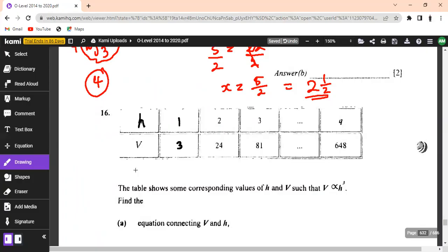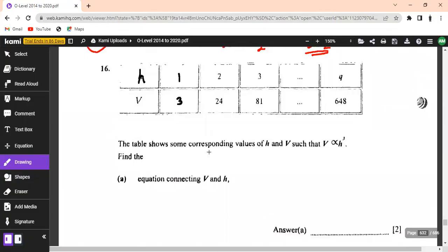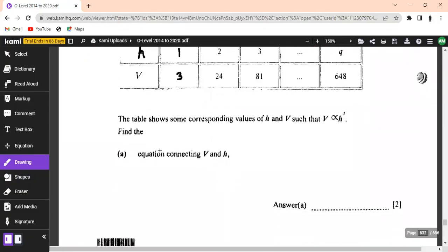Okay. So now they gave us a relationship on this table. The table shows some corresponding values of h and v such that, take note, v varies directly as h to the exponent of 3, which is the cube of h. The question is now for you to find the equation connecting v and h.